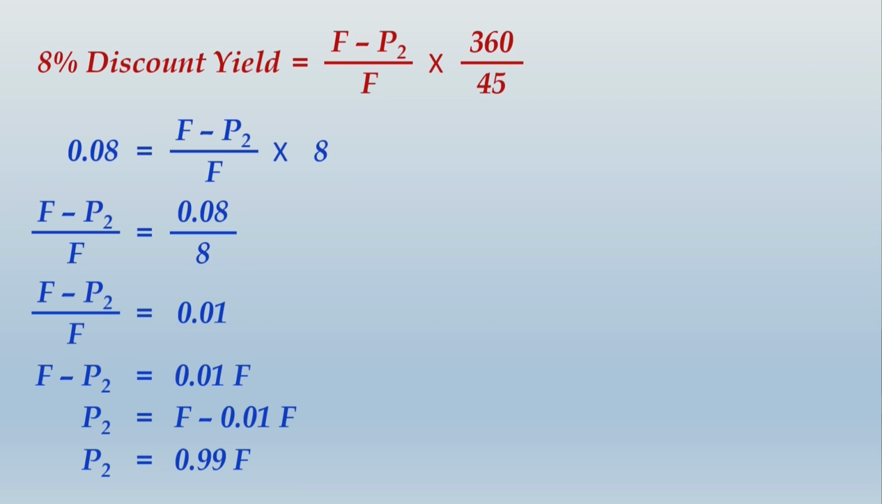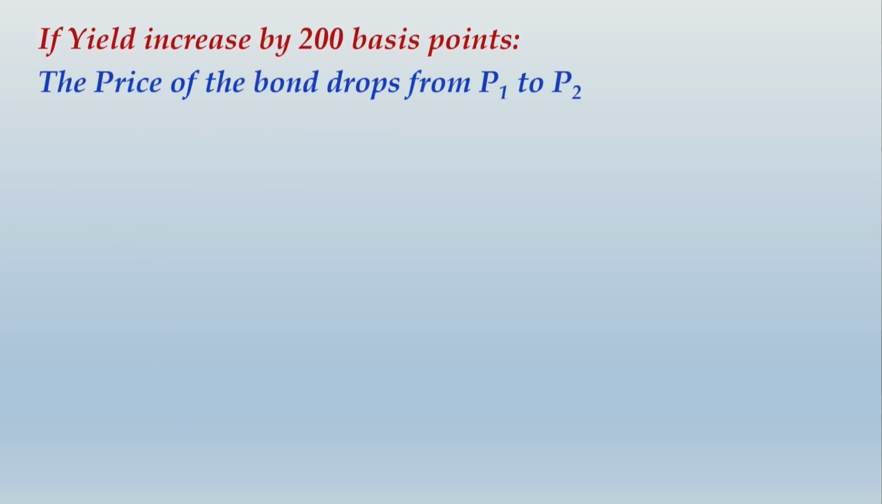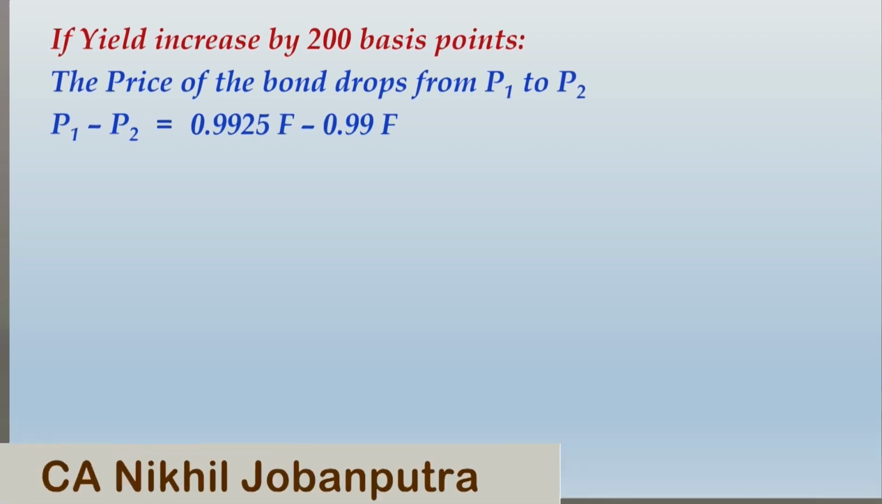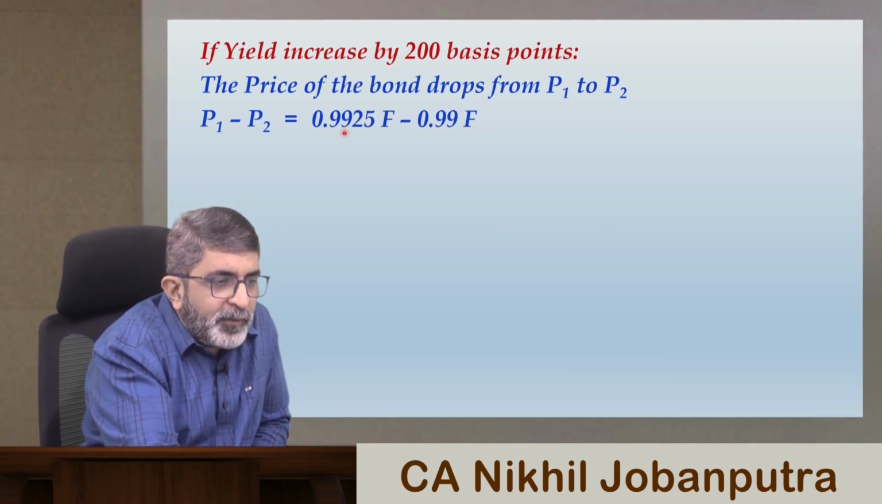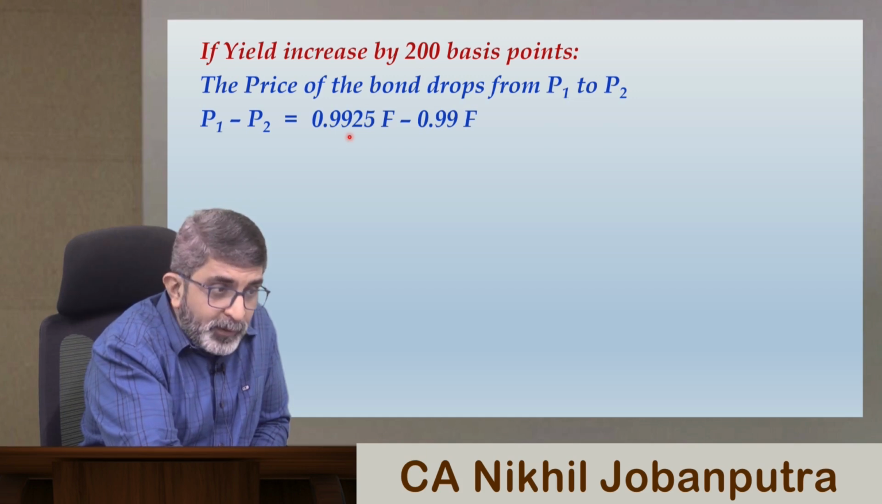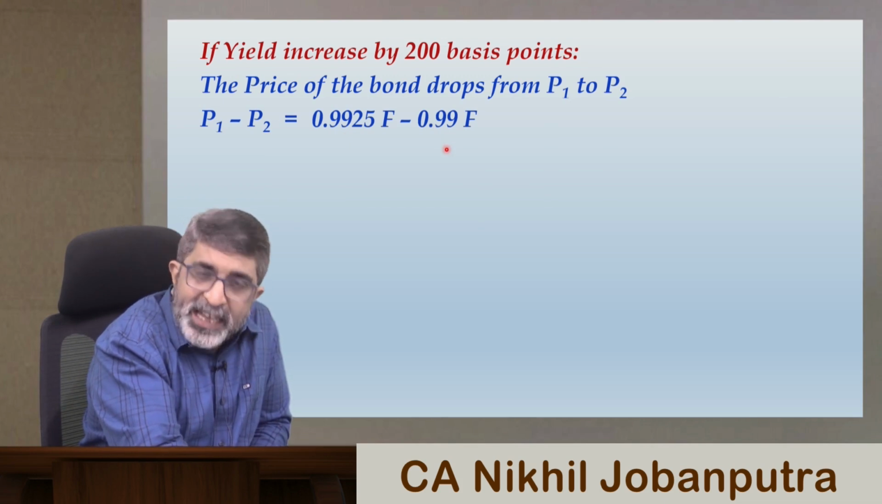Alright friends, once you have completed writing this much, let us move ahead, and now we say, if the yield increases by 200 basis points, the price of the bond drops from P1 to P2. So P1 minus P2 will actually be 0.9925 F minus 0.99 F. Now here you need to be absolutely clear with one thing. P1 value, when expressed in terms of F, was 0.9925 F. P2 value, when expressed in terms of F, was 0.99 F.